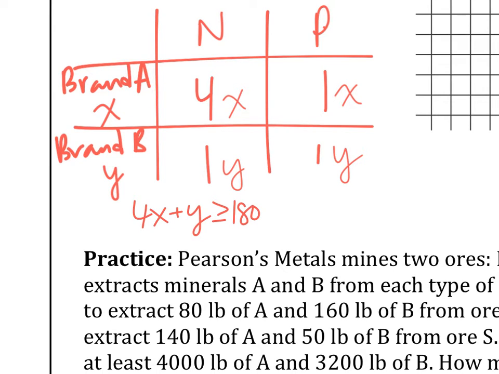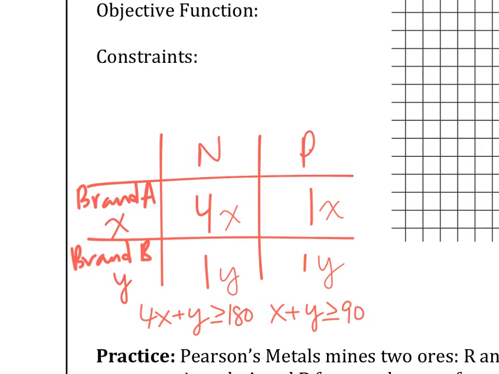1 from brand A, 1 from brand B, so total of x plus y. And they want at least how much phosphorus? 90. Okay, so now I have two constraints. 4x plus y greater than or equal to 180. X plus y greater than or equal to 90.